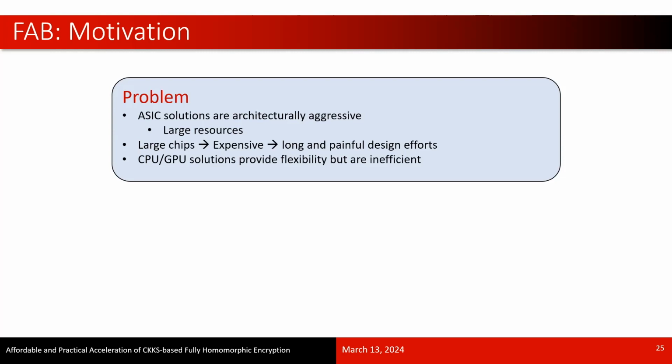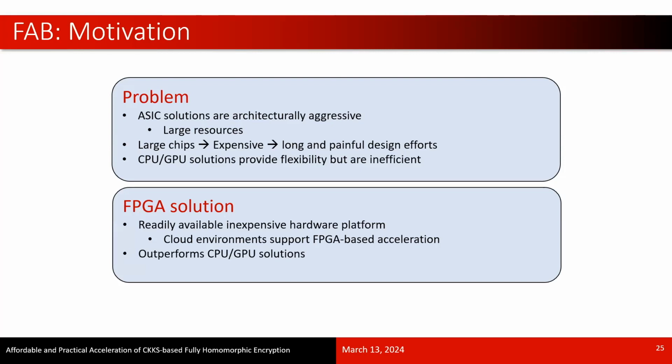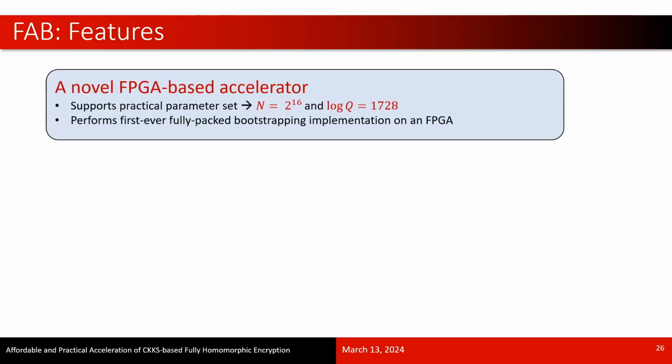And we already know that the CPU and GPU solutions are inefficient due to the lack of modular arithmetic units. So with FAB, we wanted to explore if there is an opportunity to leverage FPGAs that are readily available and inexpensive compute platforms to accelerate FHE operations. We wanted to see if we can come up with a solution that can provide practical acceleration of fully homomorphic encryption-based computing by efficiently utilizing the limited resources on the FPGA board and still outperform the existing CPU and GPU solutions.